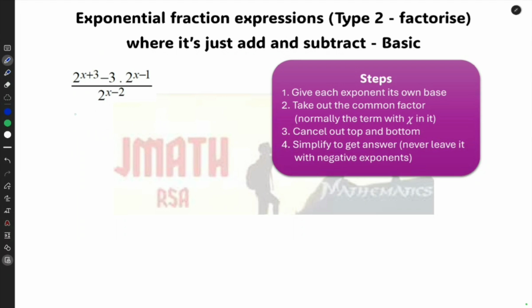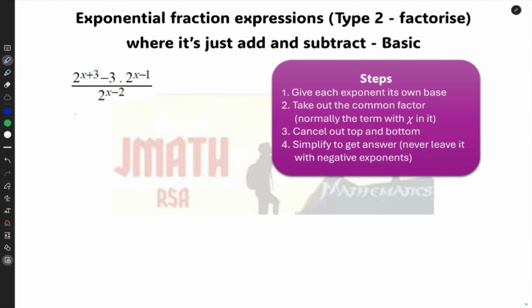In this case, we look at this sum on screen, 2 to the power x plus 3. I'm going to split it up and say it's 2 to the power x times 2 to the power 3. Okay, you do that with each one. Then you take out the common factor, normally the term that has the x in it. Then you'll be able to cancel out something and then simplify from there. So let's do this and see how it works.